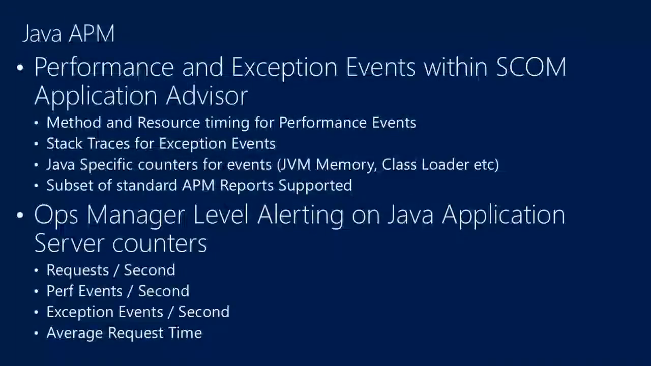But now we're also going into Java application performance monitoring. What we're doing is very similar to what we already do with .NET. We're providing performance and exception events in the SCOM Application Advisor. For performance events, we're giving you, again, detailed method and resource timing. For exception events, we're giving you detailed stack traces. We're also including Java-specific counters in the OM Application Advisor, and the same Operations Manager level alerting for your Java applications. You can see the counters that we've included for Java.